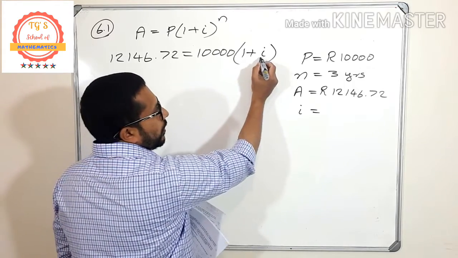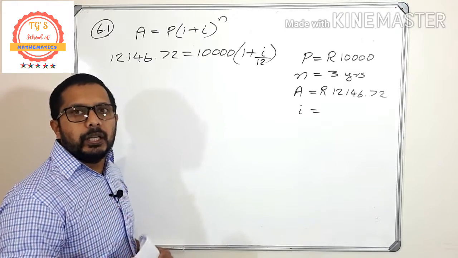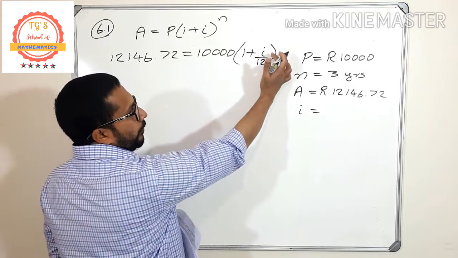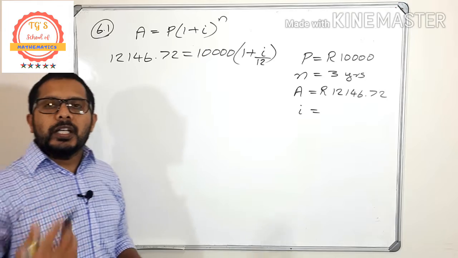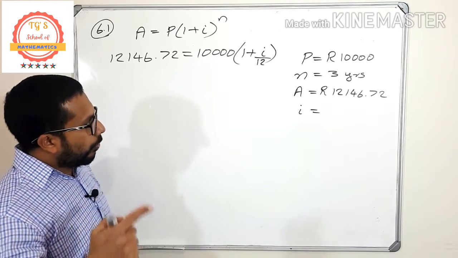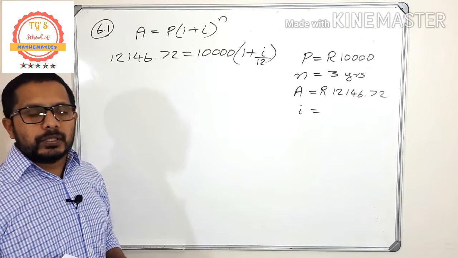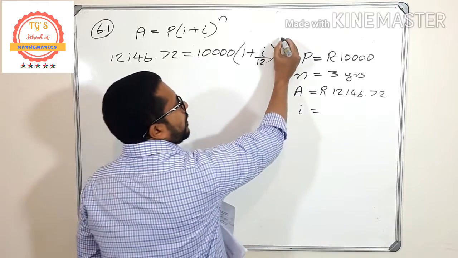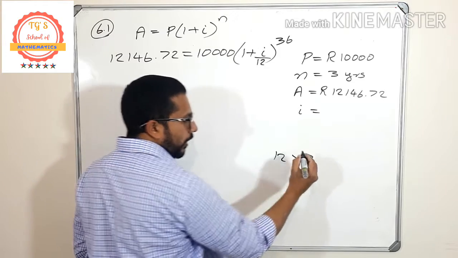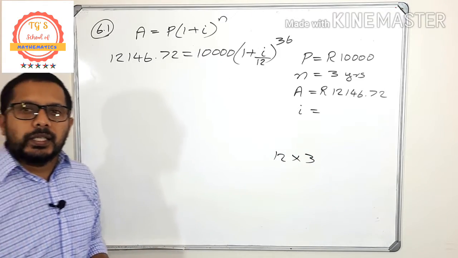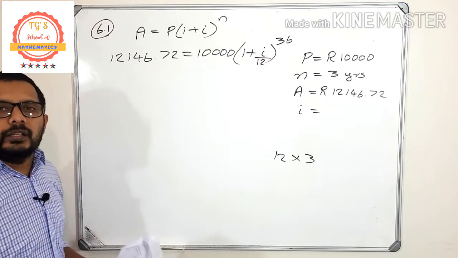So it means that you are supposed to write i divided by 12. You studied this at school, in grade 11 also. Compounded monthly means i divided by 12. Then it is for 3 years. So in 1 year, 12 times. Compounded monthly means in 1 year 12 times. So 3 years means 12 times 3, that means 36. So now from here you have to find the value of i, or the interest rate.